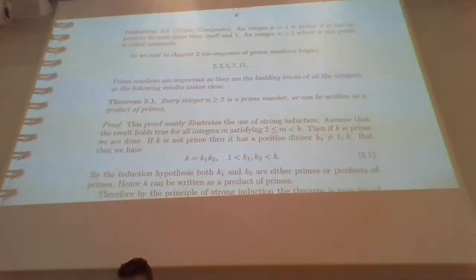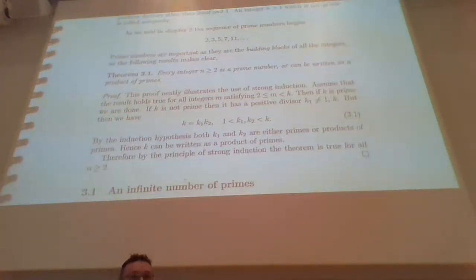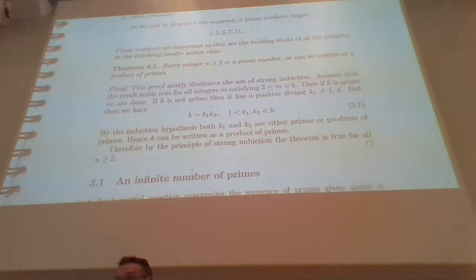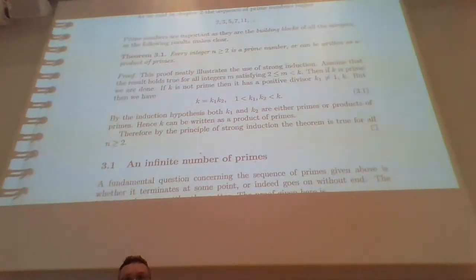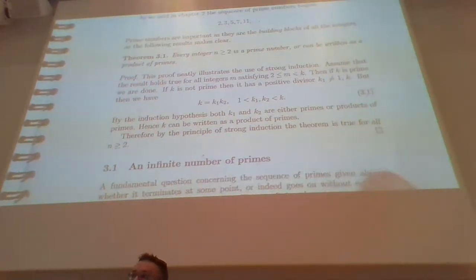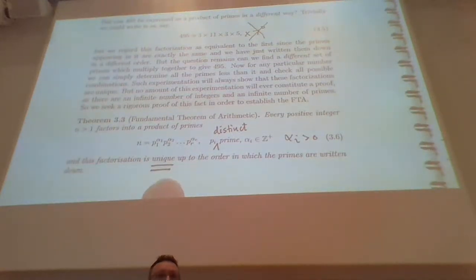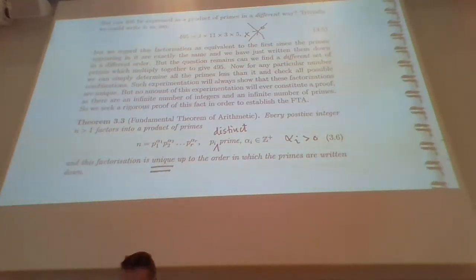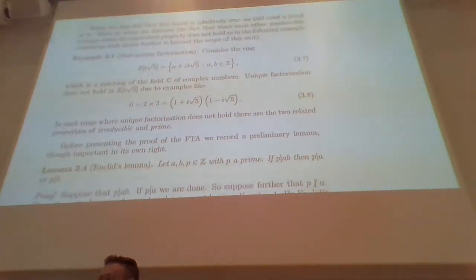Okay, we've already seen the proof that these things exist. That was theorem 3.1. Every positive integer can be factored into a product of primes. This didn't prove uniqueness. It just gave you an argument that says there is a factorization of n into primes. This is stronger. It says there is only one, essentially, factorization into primes. It does need to be proved.